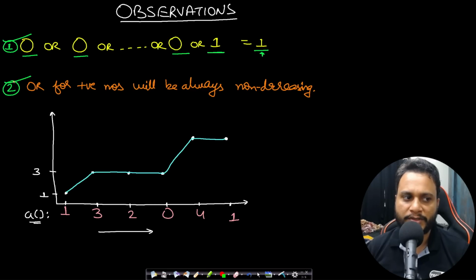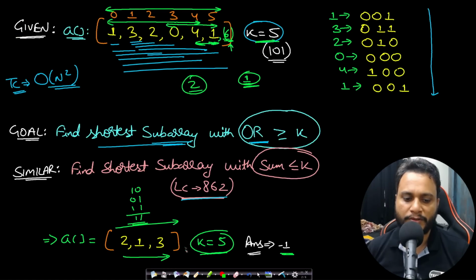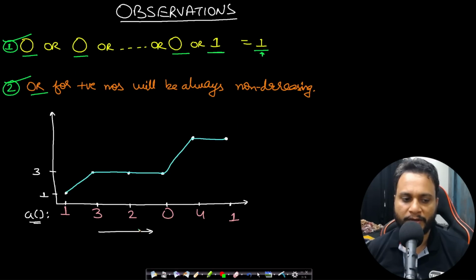And since all the numbers are positive, if you take the OR between the positive numbers from left to right, then the OR value will continuously keep on increasing. It will be a non-decreasing curve. Let's take the previous example of 1 3 2 0 4 1. If you plot it on a graph, you will see that the value will always be continuously increasing.